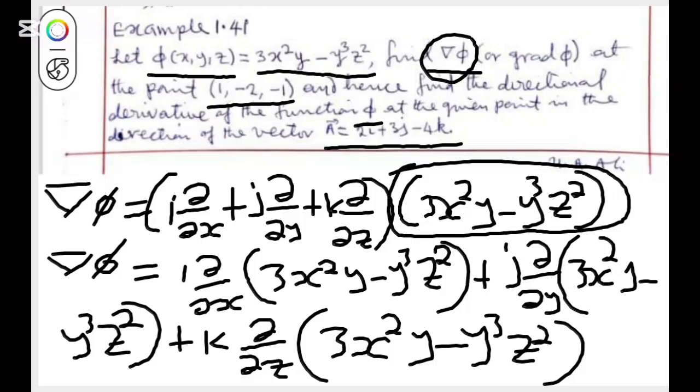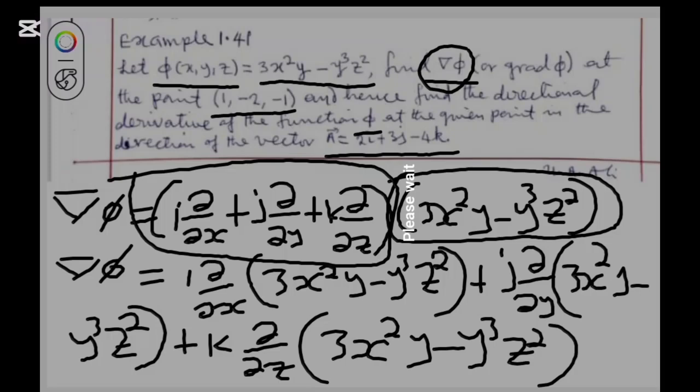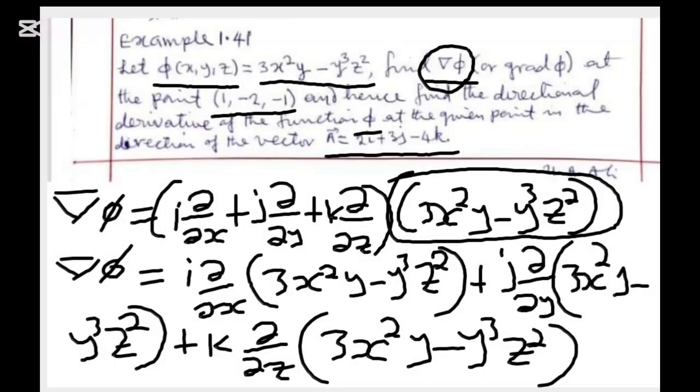In each and every part inside this gradient, I have it. So I have to keep for i, for j, and what? And k. So the next thing that I'm going to do here is that I have to differentiate the first part for i, also differentiate the second part for j, also differentiate the third part for what? For k. So make sure you write this.